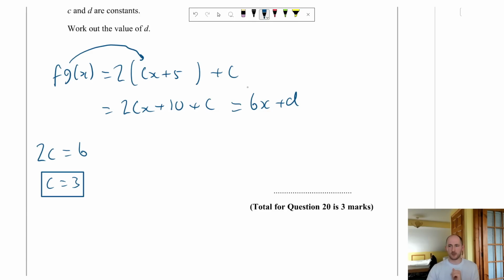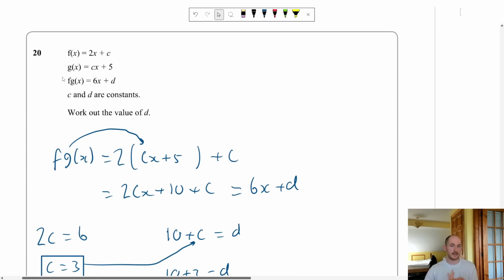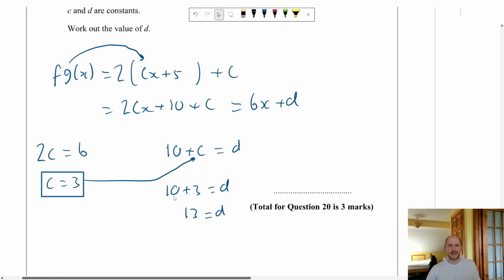Now, using that logic, that means 10 plus c should also equal d. But I know what c is. It's 3. So 10 plus 3 equals d. 13 equals d. The reason why I need to do that is, again, I'm just using the information they give me. I know students who would look at this and they'll go, oh, I don't know what to do. Well, it says here fg of x. Why don't you find an equation for fg of x and see what happens? After that, it's not too bad.